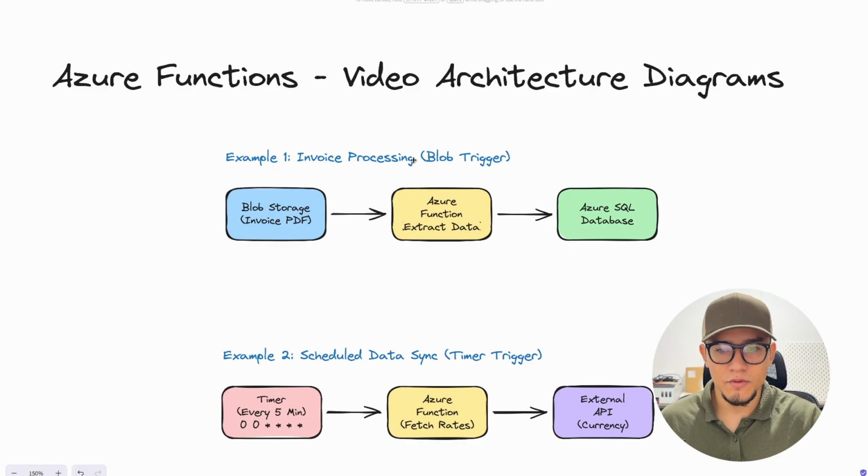So the first one is invoice processing. We want that when someone uploads an invoice PDF, we extract some data from the PDF and then save that structured data into an Azure SQL database. So the workflow is that the user uploads a PDF into a Blob storage. Blob is going to trigger the Azure function. The Azure function extracts that data searching for certain patterns. And then finally, we have an Azure SQL database to store the data that is defined in the PDF.